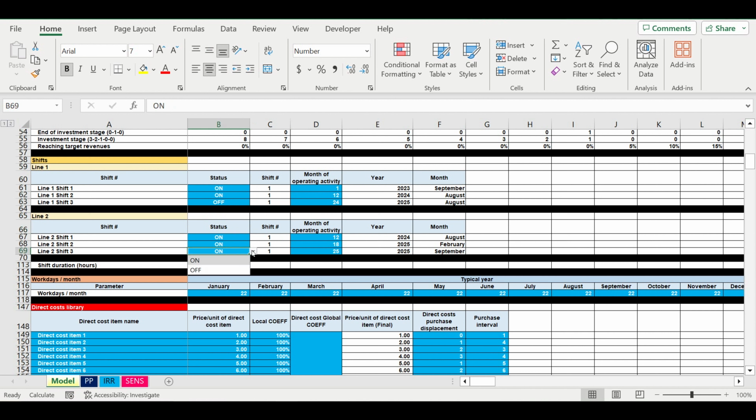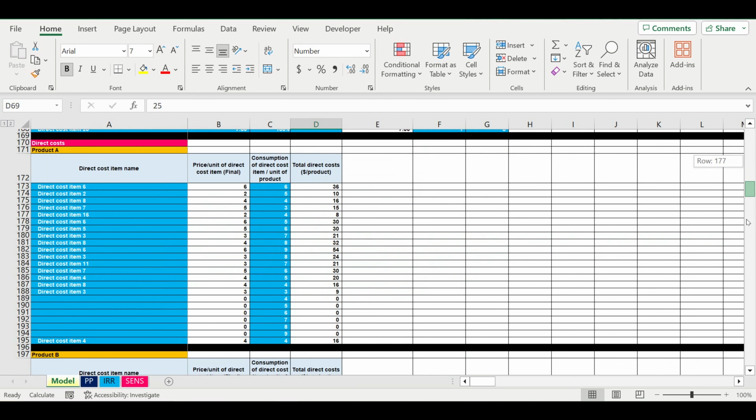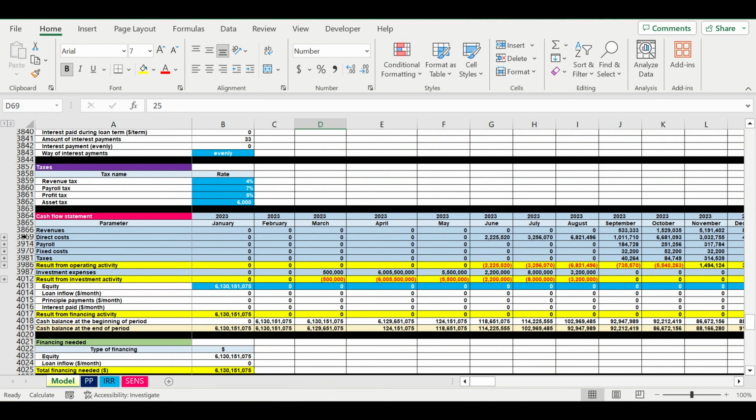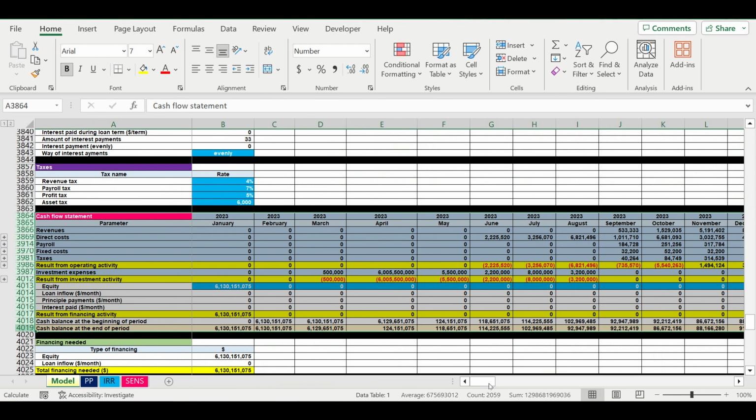So, if you think that working 3 shifts per day is too optimistic for your business concept, you can easily switch off third shift for each of manufacturing lines separately and see what will be the payback period and cash flow statement in this particular scenario.